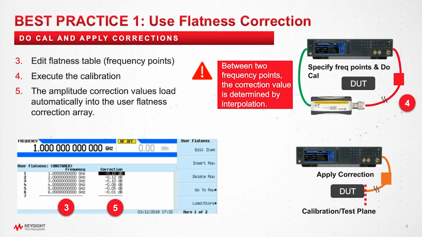Please note, between two frequency points, the correction value is determined by interpolation, and you can use the legacy Keysight power meter sensor to connect to the Keysight signal generator through GPIB to perform the correction. If you don't have the required Keysight power meter sensor, you can enter the correction values manually.